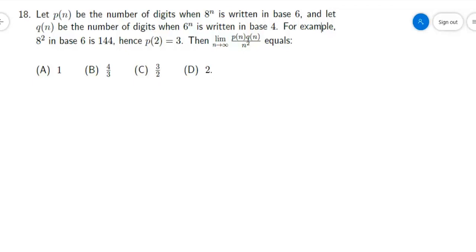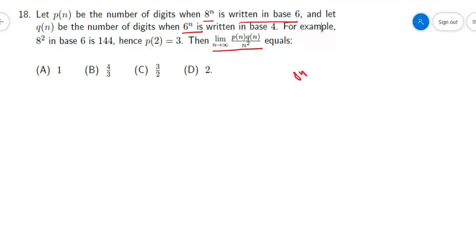Now question number 18, it says let Pn be the number of digits when 8 to the power n is written in base 6, and let Qn be the number of digits when 6 to the power n is written in base 4. We need to find this limit, which is limit n tends to infinity of Pn Qn upon n square. Now there is a direct formula for that.